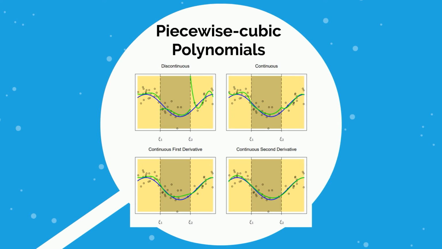In the top right, you see where the function is continuous. In the bottom ones, we start to have our first derivative and our second derivative also continuous. So the function in the lower right panel is continuous and has continuous first and second derivatives at the knots. This is known as a cubic spline. So as soon as we start requiring that the higher order derivatives are continuous, we get what is known as a cubic spline.